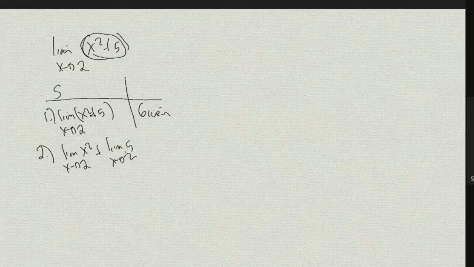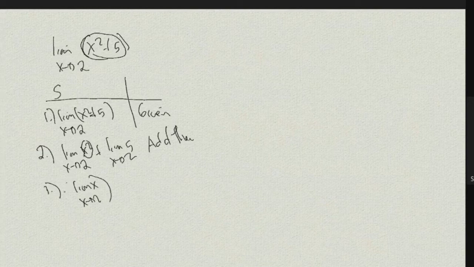Ayan. Okay, tingnan natin dito sa addition theorem. Then, ito, meron pa tayo x squared. Pwede pa itong paghiwalayin, di ba? Gamit ang power theorem. Gagamitin yung power theorem. So, magiging limit of x as x approaches 2 raised to 2.